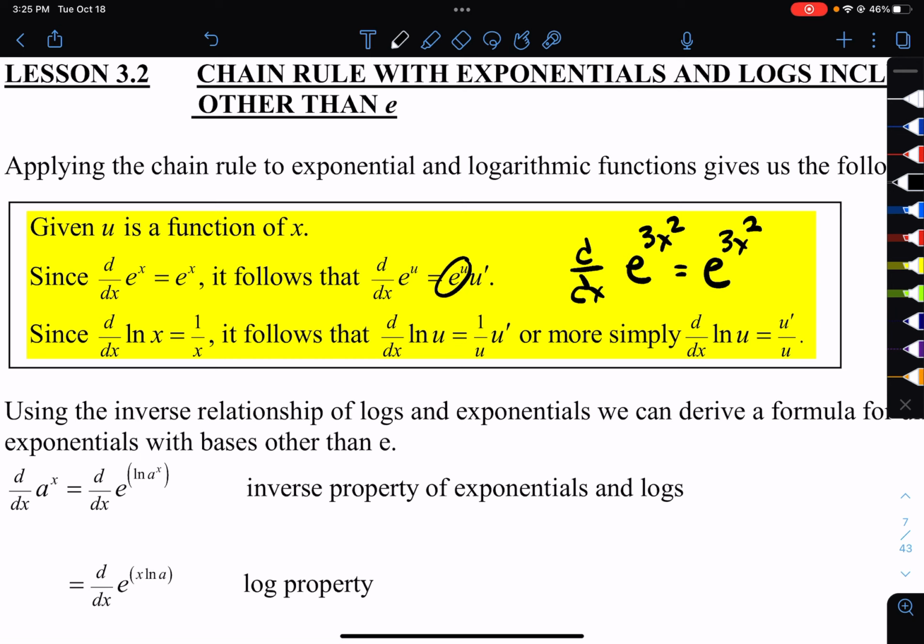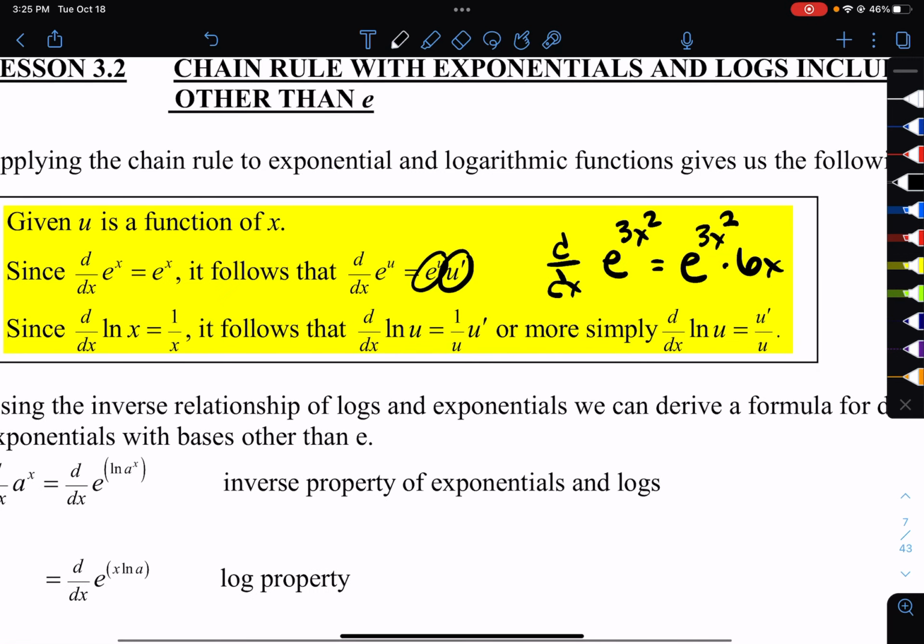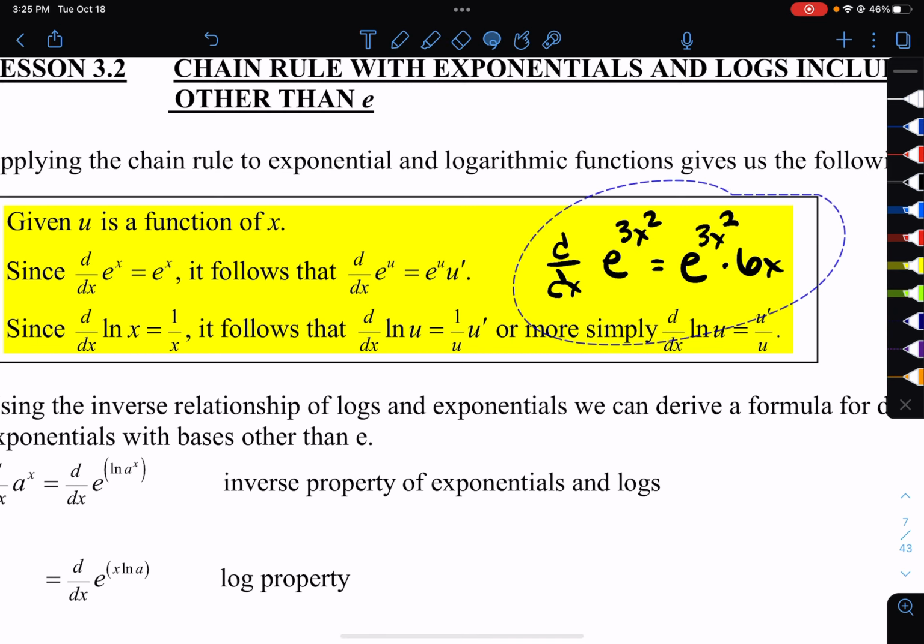I don't mess with the 3x squared. And then I have to multiply by the derivative of the inside, which is that 3x squared part. And the derivative of 3x squared is just 6x. So e to the u prime is just e to the 3x squared times 6x. So let's do one more example of that really quick.